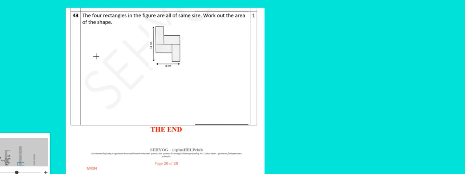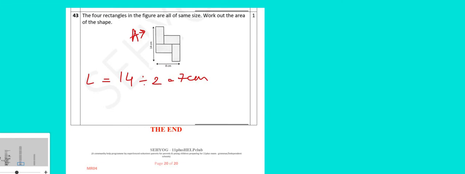Let us look at our first sum, that is sum number 43. The four rectangles in the figure are all of the same size. Work out the area of the shape. So we need to find the area of this shape right here. So what are we going to do? The length of the rectangle is 14 divided by 2, which is 7 centimeters.